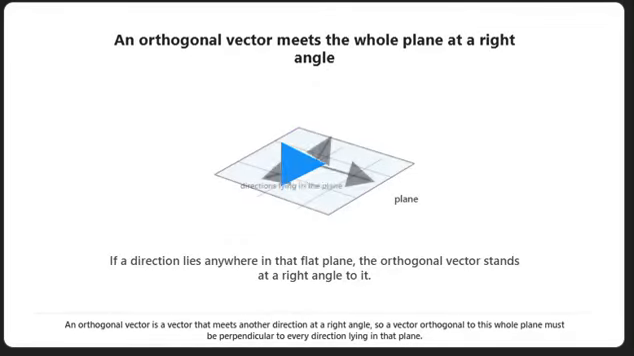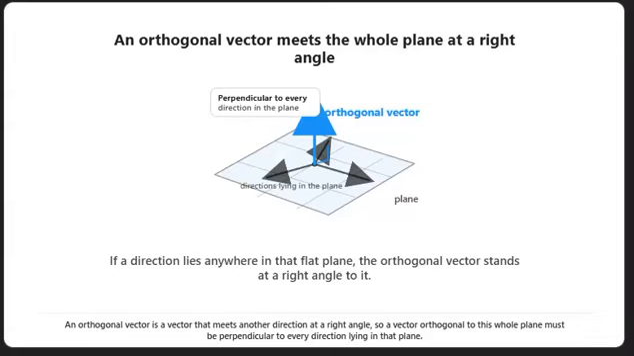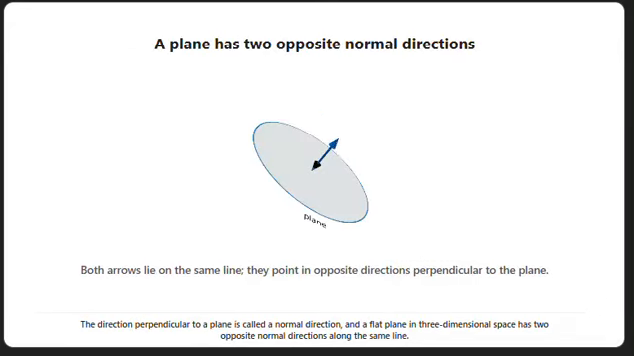An orthogonal vector is a vector that meets another direction at a right angle. So a vector orthogonal to this whole plane must be perpendicular to every direction lying in that plane. The direction perpendicular to a plane is called a normal direction, and a flat plane in 3-dimensional space has 2 opposite normal directions along the same line.